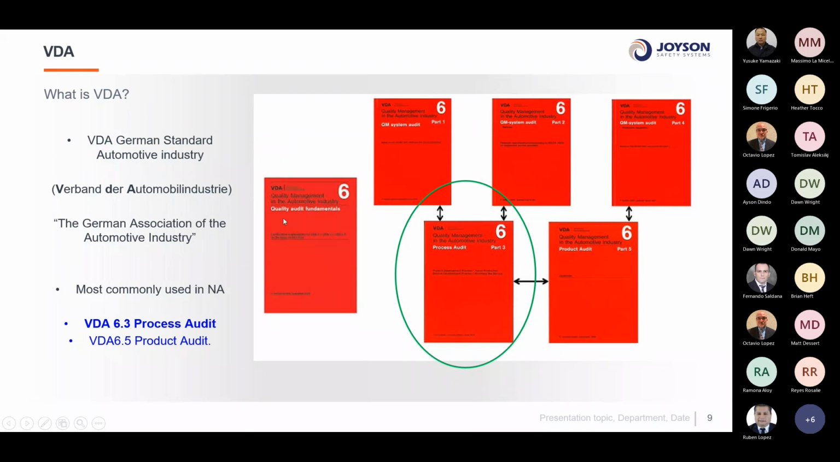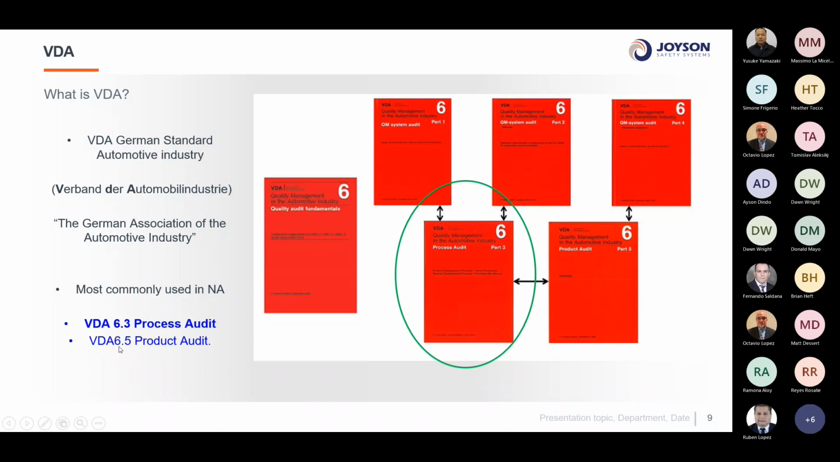So what is VDA? VDA basically is the German Association of the Automobile Industry. VDA is the acronym for the German name, Verband der Automobilindustrie. The VDA versions or standards that we most commonly use in North America are VDA 6.3, which is process audit, and VDA 6.5, which is product audit.